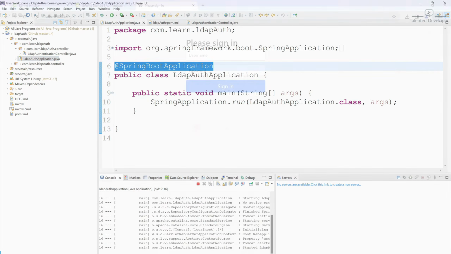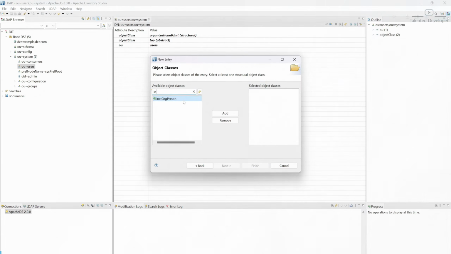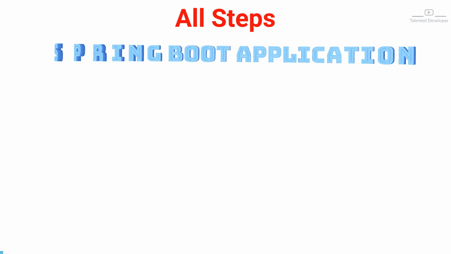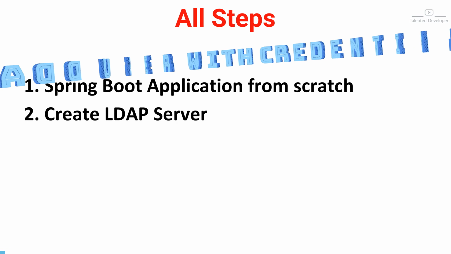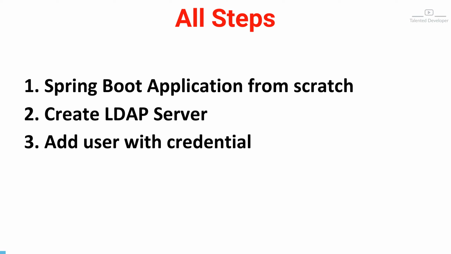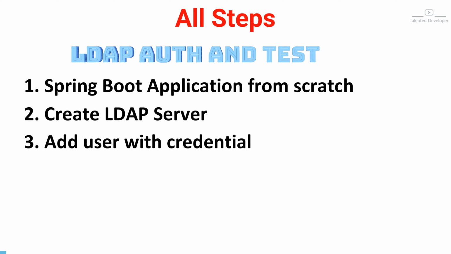In this video, we are going to create a Spring Boot LDAP authentication project from scratch. So what are the steps we are going to follow? We'll be building a Spring Boot application from scratch using Spring Security. Then we'll create an LDAP server from scratch. Then we'll try to add a user with the credential. Then we'll write our LDAP authentication code in a Spring Boot application and we'll try to test our user login.